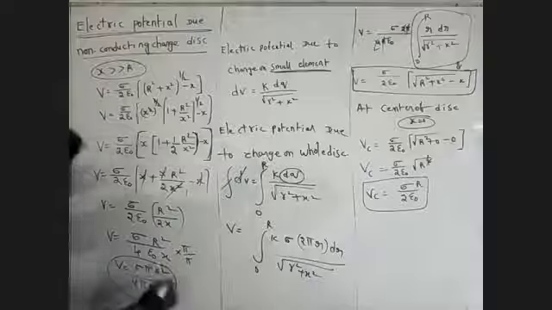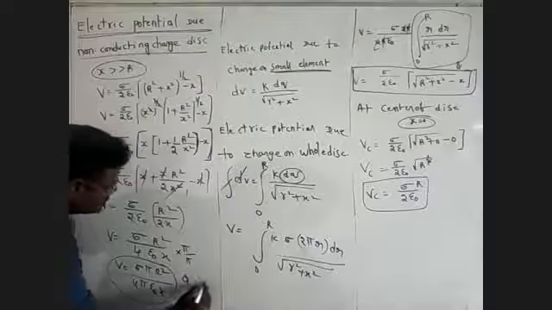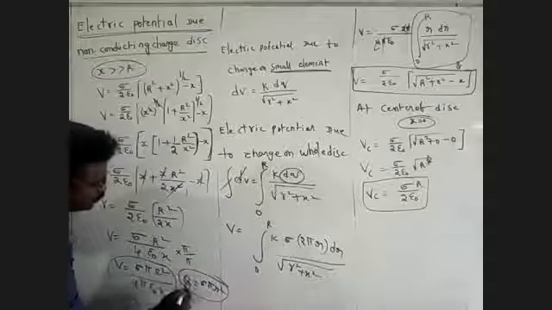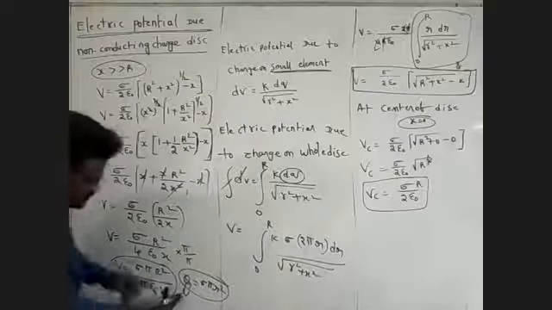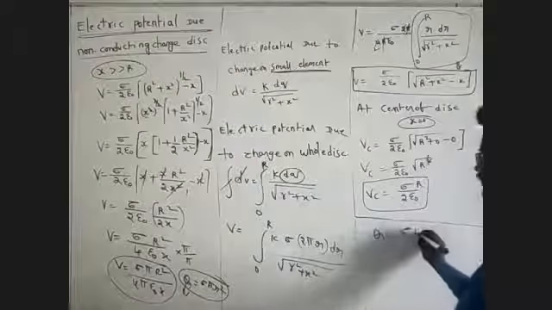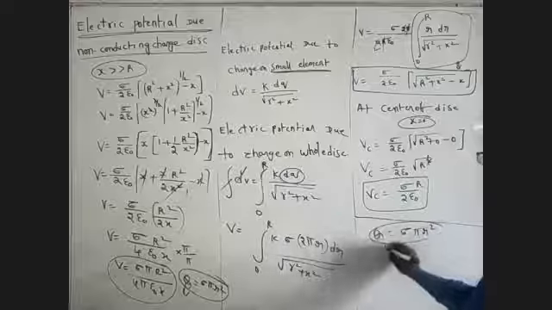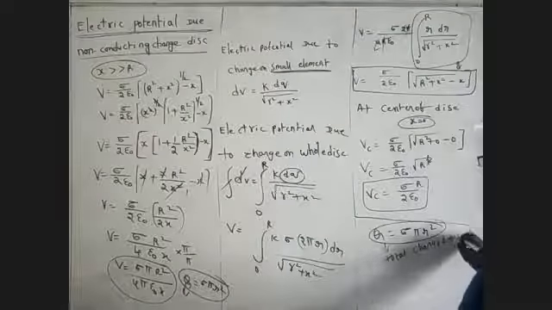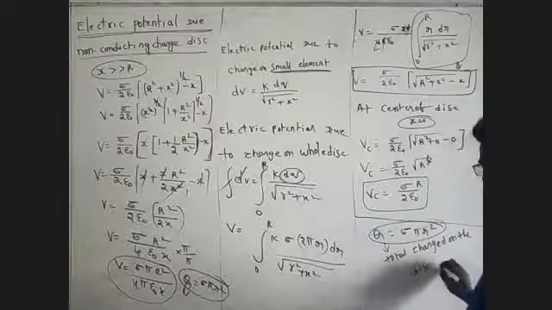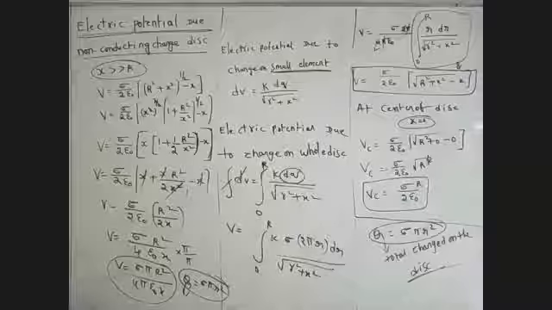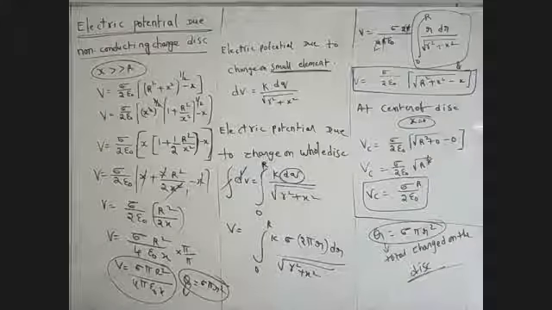Here Q is equal to sigma pi R squared. This is the total charge on the disk. Q is equal to sigma times the area, pi R squared. So Q is equal to sigma pi R squared, the total charge on the disk. Okay, that is the value.